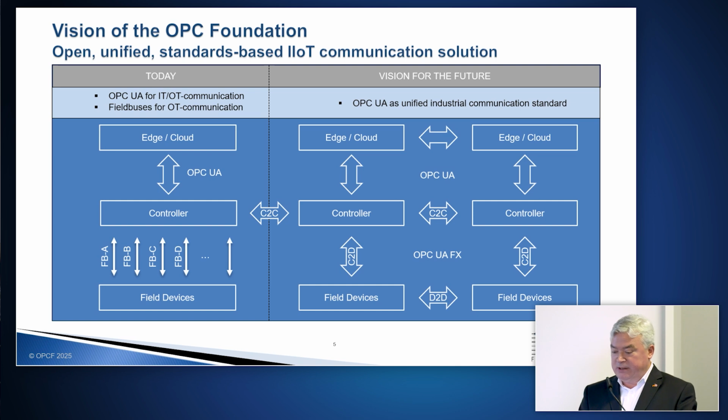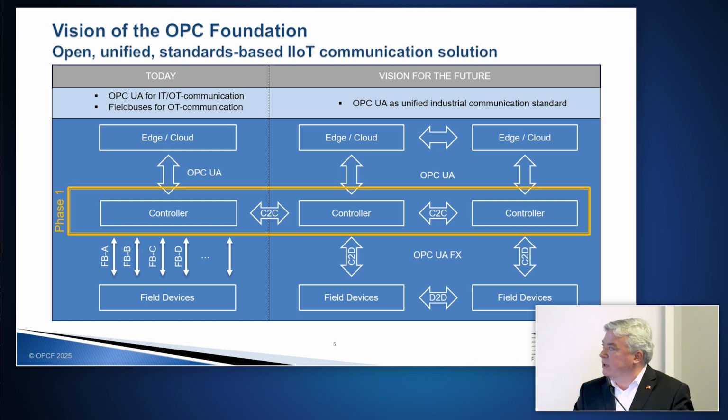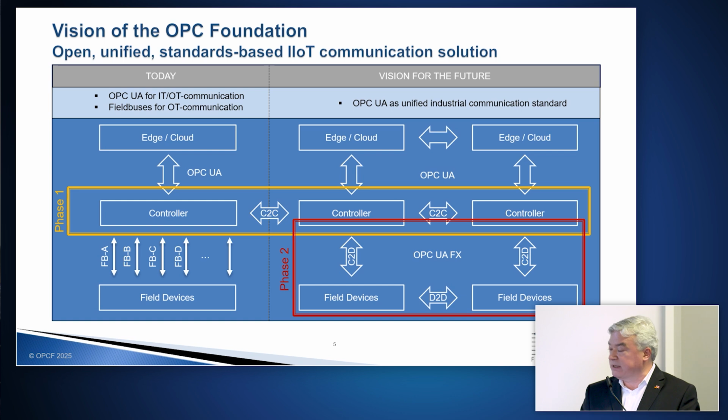In the first step, what we call internally phase 1, we deal with this cross communication between controllers, including real-time data exchange. And then in the next step, you see this on the right-hand side, we extend, it's more an internal phrasing, to phase 2, to then include C to D as well as D to D. And then with that, we have a consistent solution based on OPC UA.